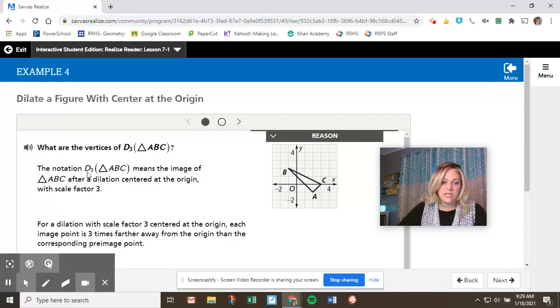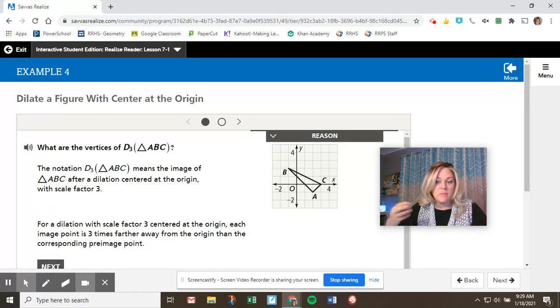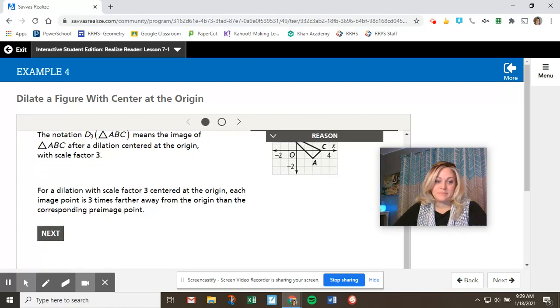So it says, here's the notation, dilate with a scale factor of 3. Notice there's no point of dilation. And if that doesn't happen, it means it's going from the origin. So if there's no letter with a comma and then the 3, then it means the origin on a graph. So from the origin, I need to dilate this figure 3 times as big, a scale factor of 3. So let's go through this step by step.